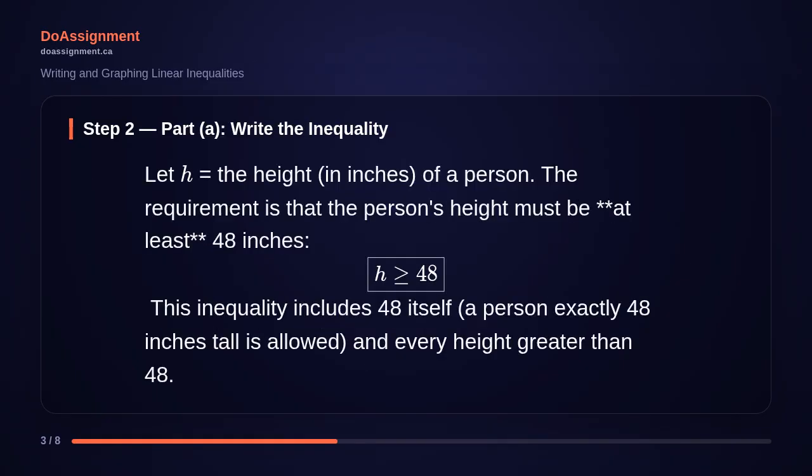For Part A, we define h as the height of a person in inches. The inequality is h is greater than or equal to 48. This includes exactly 48 inches and any height above it, so a person who is exactly 48 inches tall is permitted to ride.